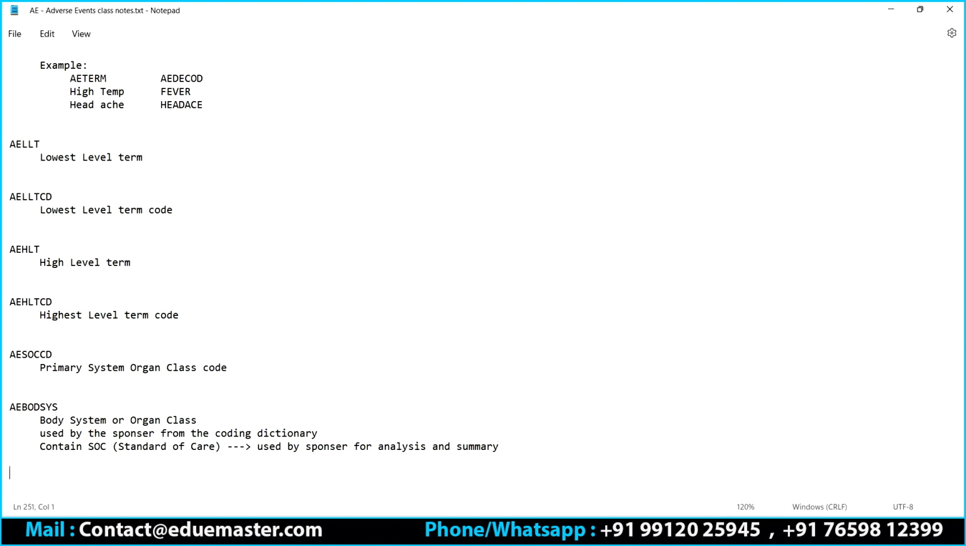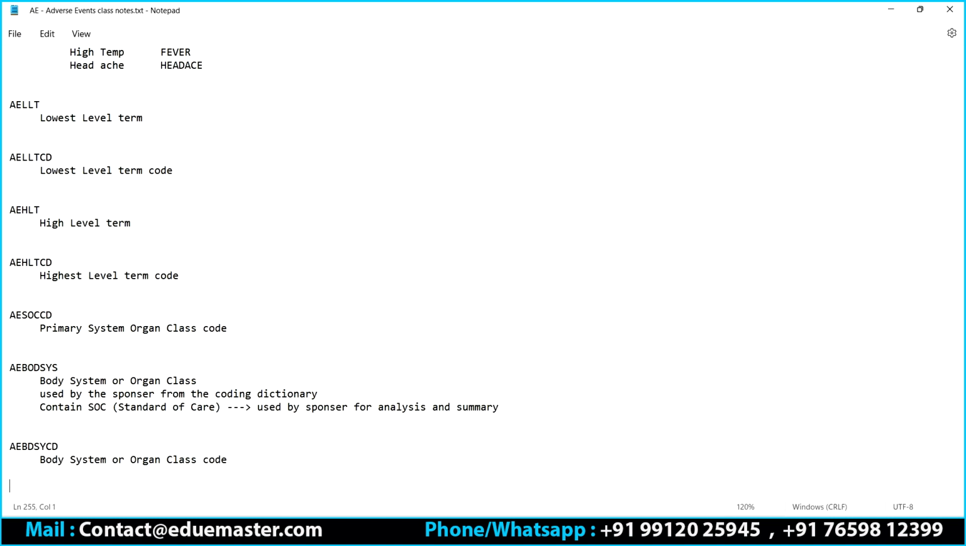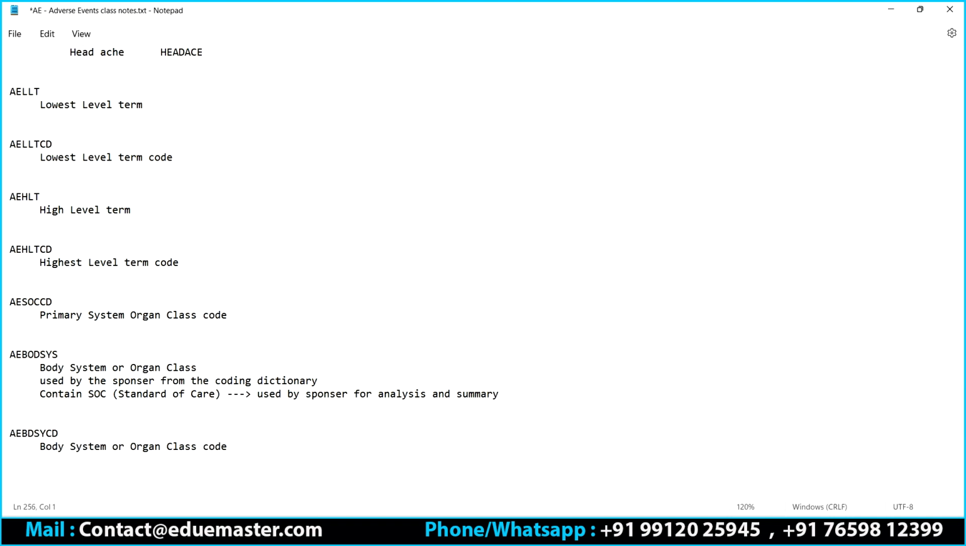Then we have something we just talked about, the system organ class. What if I have a code for it? Simply, what if I have a code? So I can call this one AEBDSYCD, where CD stands for code. Simply I can say body system or organ class code, the respective code for it. The top one will mostly talk about the description. This one is going to talk about the code, right?